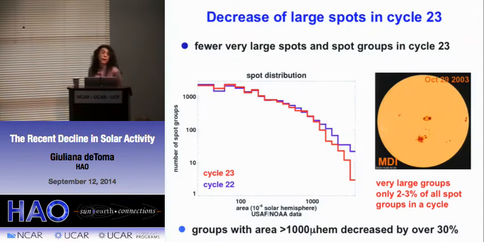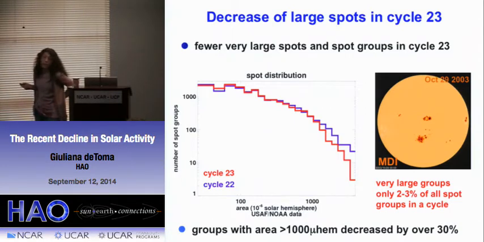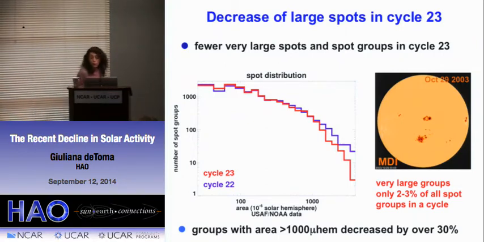So these are very big players in determining the strength of the cycle and also the polar field, as we'll see later. And these are also the longer-lived complexes that we see on the sun. Another difference between cycle 22 and 23 is not just the number of these large active regions, but the fact that most of them appear late in cycle 23, predominantly in 2002, 2003, so during the late maximum or declining phase of the cycle.